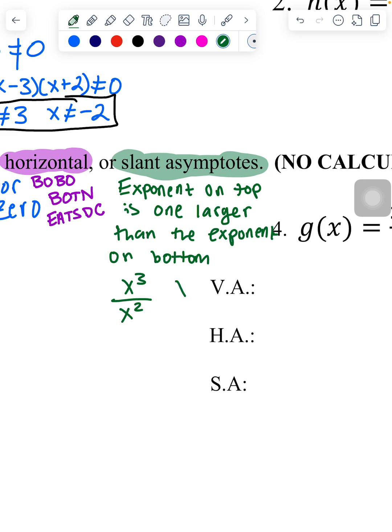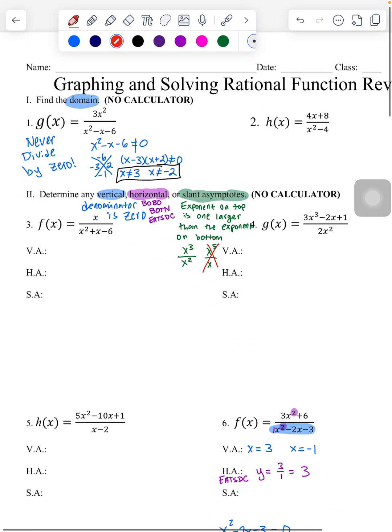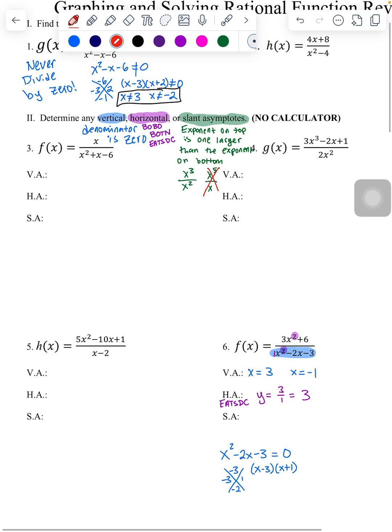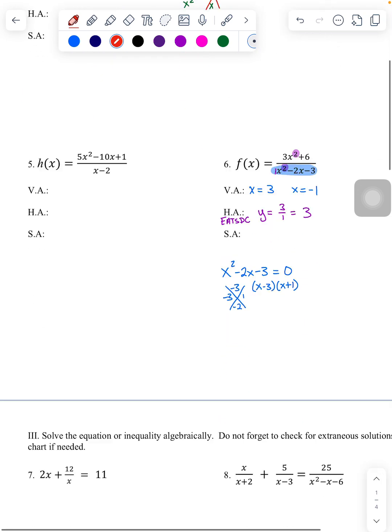But if we had like x to the 5th over just x, that's not when we have a slant asymptote. It only happens when we're 1 larger on top. Okay. So that's how we do those. And you guys can pretty much figure out the rest from there. All right, let's move on to the next section.